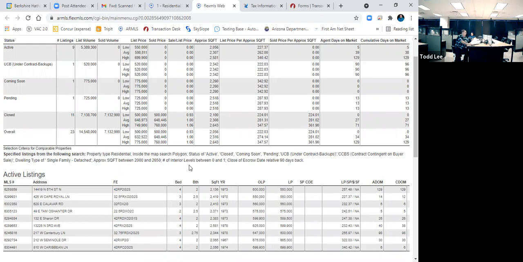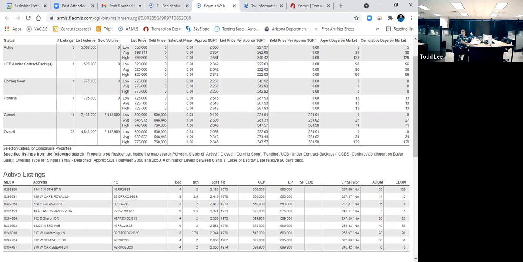So they go from the subject property and they add and subtract off of that. Just looking at this, we've got 6 of them that are active. Your low is $550, your high is $699. Your average list price per square foot is $262 a square foot. So that gives you a basic ballpark. If I'm looking at this, I'm thinking my average price is probably going to be in the upper 500s. That's what the active price is.